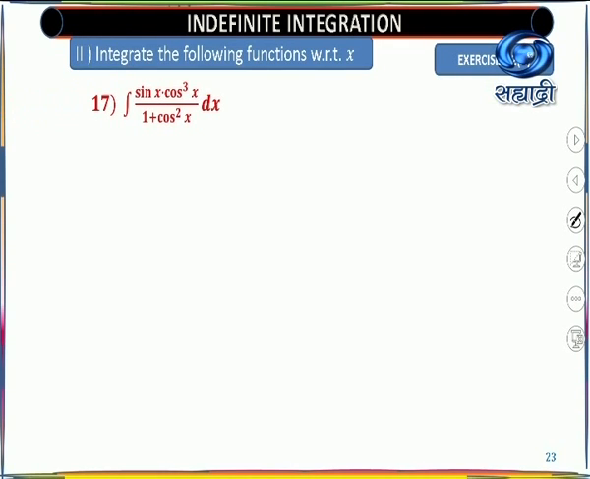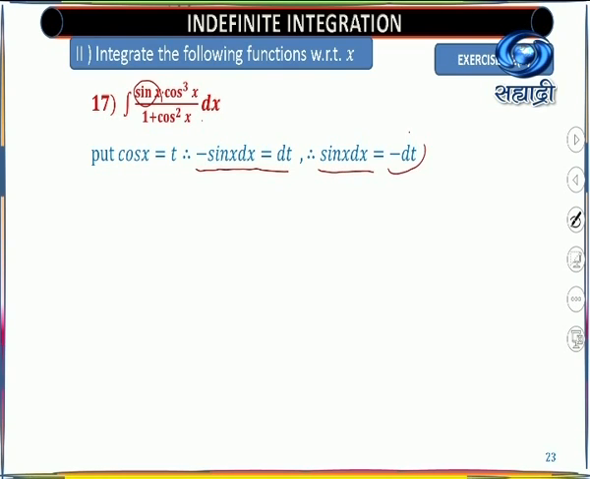Now the next example is integral of sin x into cos cube x upon 1 plus cos square x dx. Look at here. In this example, in the numerator you have cos cube x and in the denominator 1 plus cos square x. There is no 1 minus cos square. So we'll start with the procedure given previously: you need to substitute. Substitute cos x equal to t, because we don't want the sine. We'll keep all functions in terms of cos. So minus sin x dx equal to dt, which means sin x dx equal to minus dt. Now you are left with only cos.